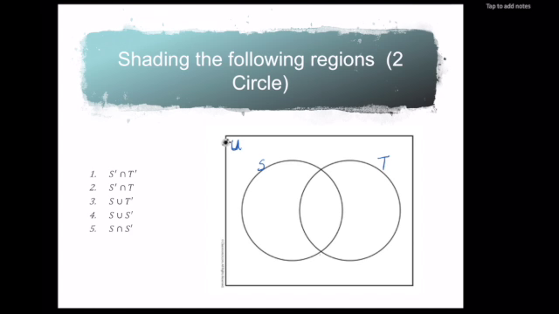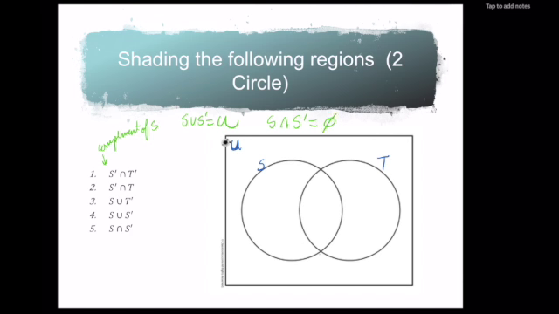So remember, S prime is the complement of S. And that means that S union S prime equals everything, right? It's going to equal our universal set. And that S intersect S prime is going to equal the empty set, which is nothing.